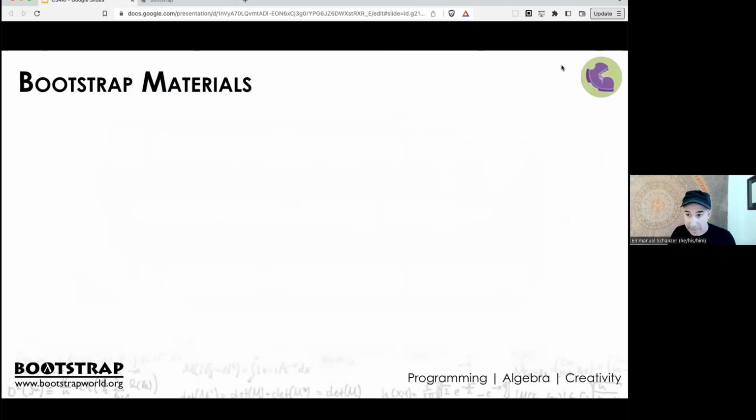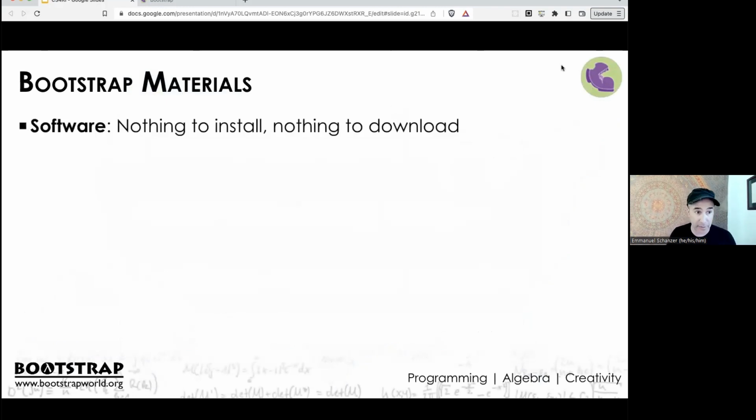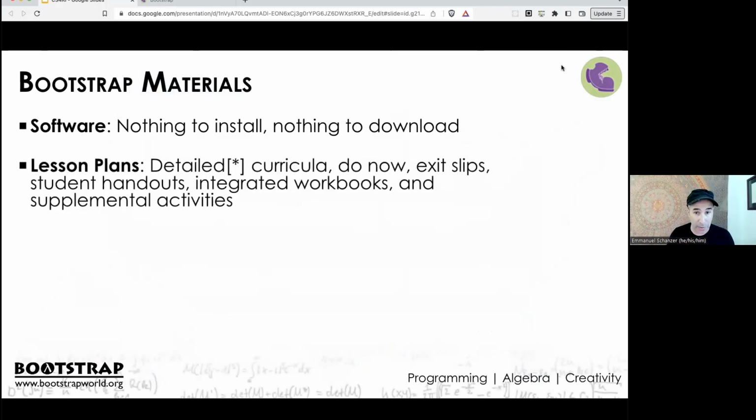Both of our classes are soup to nuts materials. That means we've got cloud-based software that runs on literally anything with a browser, thoroughly detailed lesson plans. And when I say lesson plans, I don't just mean an outline. I mean really detailed stuff, the kind of stuff you would write for a sub. Exit slips, do-nows, handouts. There's integrated student workbooks as well, because we believe that some of the best learning happens away from the keyboard, and supplemental activities as well.